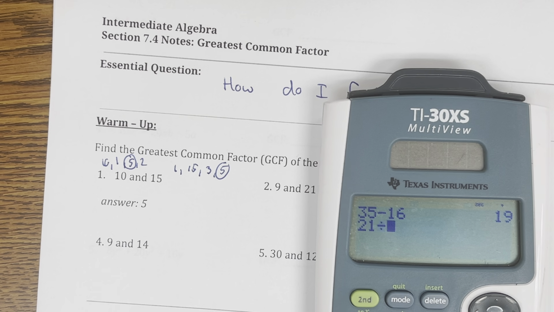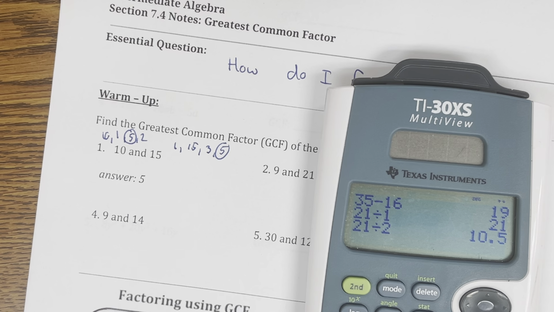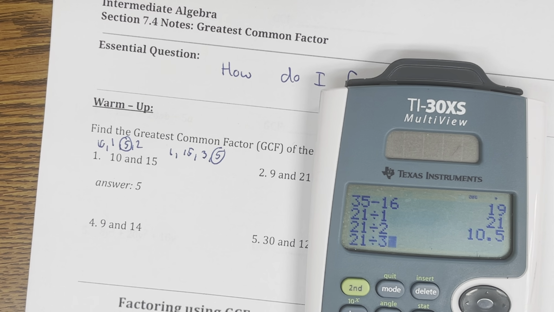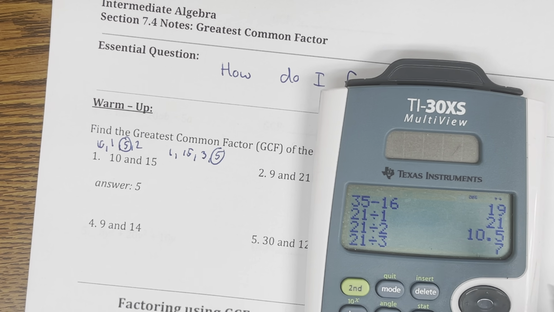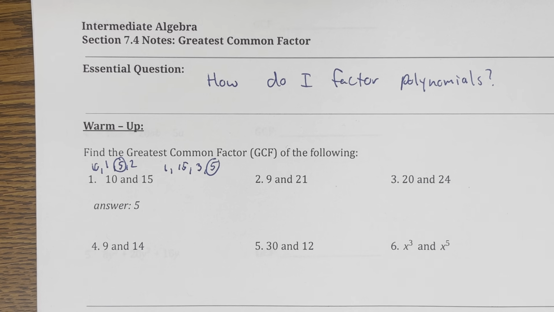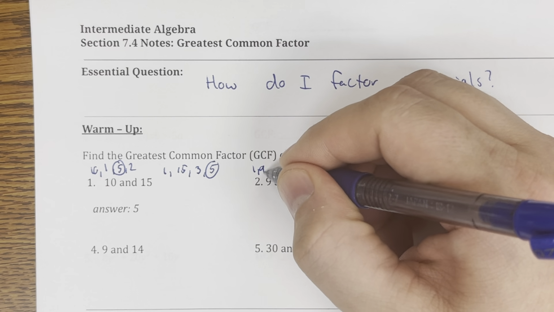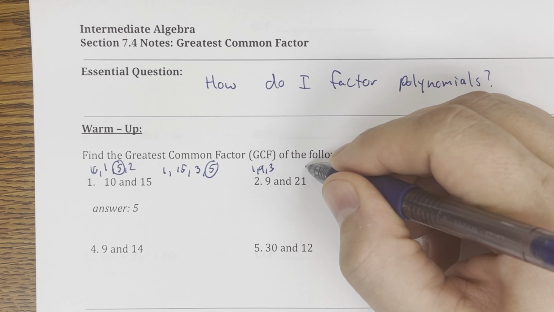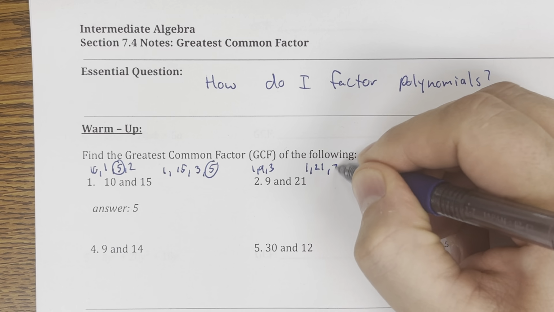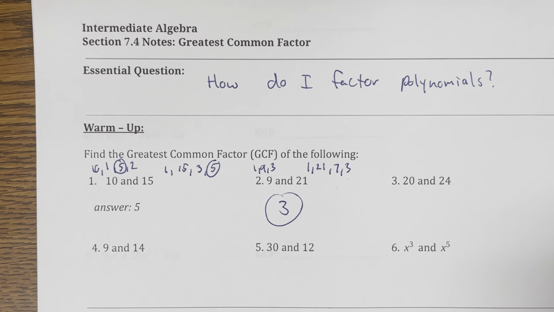If I don't, then I have to pull out the calculator and start guessing what goes into 21. Well, 21 divided by 1, well, 21 and 1. 21 divided by 2, oh, 2 doesn't work. 21 divided by 3, there it is. 7 times 3 is 21. So that would be the process you'd have to use if you don't know them in your head. So the factors of 9 are 1, 9, and 3. Factors of 21 are 1, 21, 7, and 3. The greatest common one is 3.